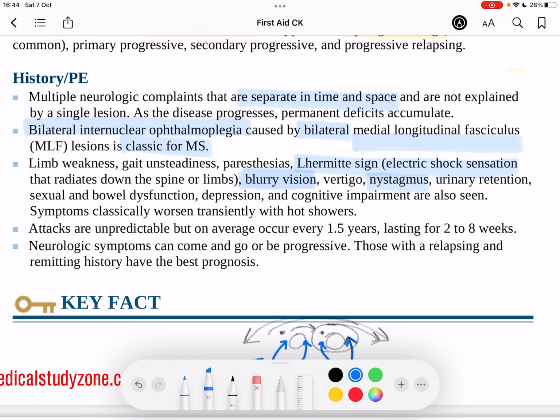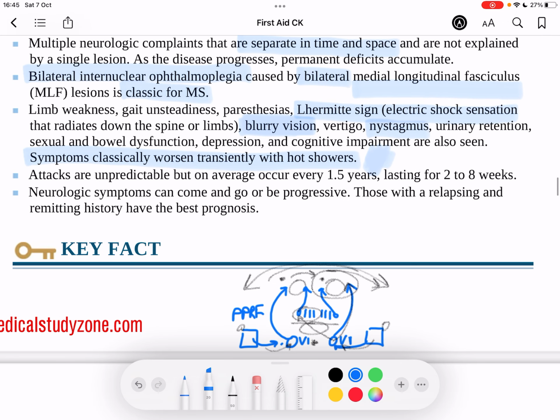Depression and cognitive impairment can also be seen. And very classically, the symptoms worsen with hot showers, okay? I've had a look at the research. There's no very clear mechanism behind this, but one pathophysiology that tends to be accepted by a lot of people is the idea that myelin is protective for the nerves. It insulates them from hot temperature. So if somebody has a very hot shower, a lot of the nerves that have been demyelinated might actually be harmed by that hot temperature. That's something that I've read. Attacks are very unpredictable, but on average they occur every 1.5 years, just as a ballpark.